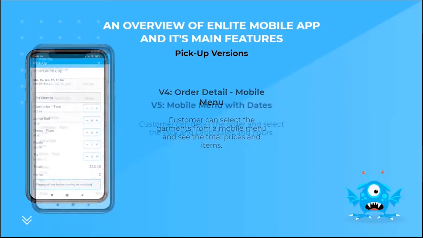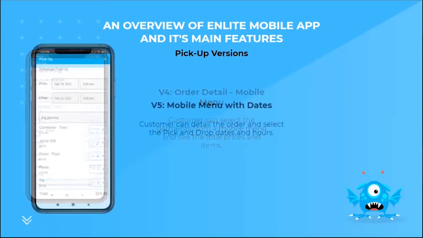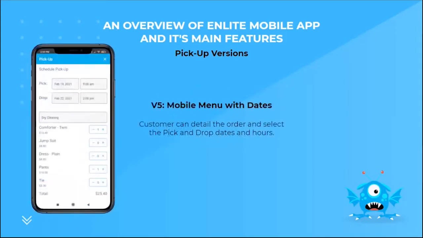Version number 5 is the same as version number 4, but the difference is that it allows your customers to select pickup and drop-off dates. Of course, between the options provided by the route, they cannot select a day in which the route isn't running or an hour, okay? They can only select it between the schedule.